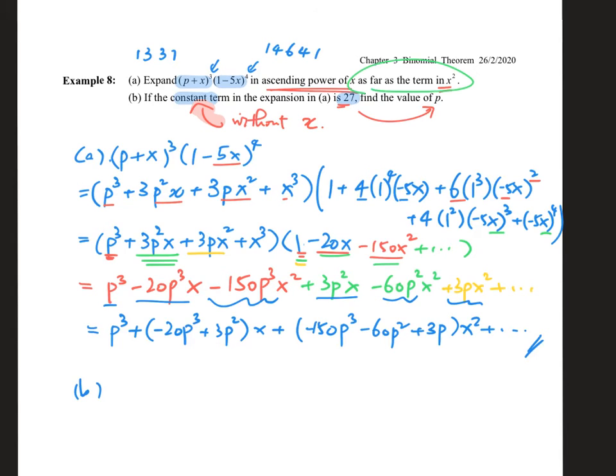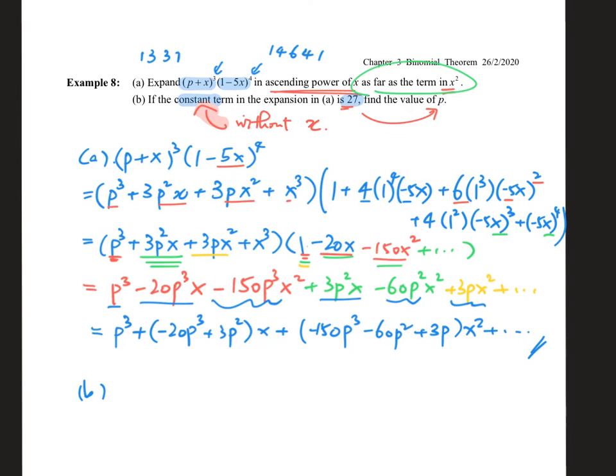Part B tells you that the constant term is 27. That means p cubed is 27. By calculator, you get p is 3. So that's all.